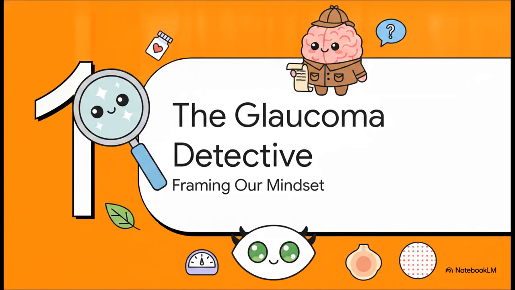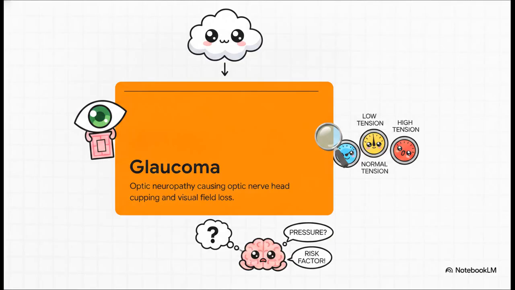Section 1. The Glaucoma Detective. Diagnosing glaucoma is exactly like solving a crime, you know? One single clue is never enough. We use a diagnostic triad: intraocular pressure, optic nerve head assessment, and perimetry. Let's look at the actual definition of glaucoma, because right here lies a massive exam trap.